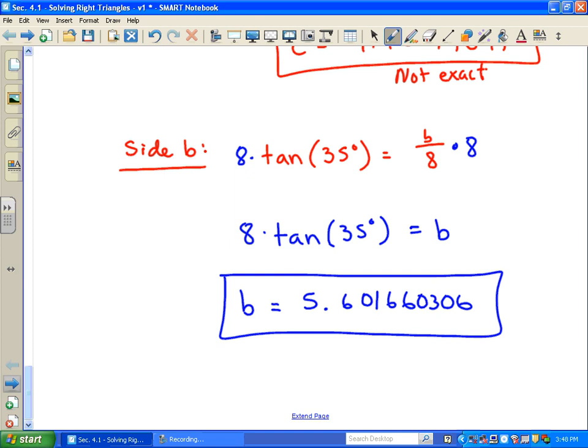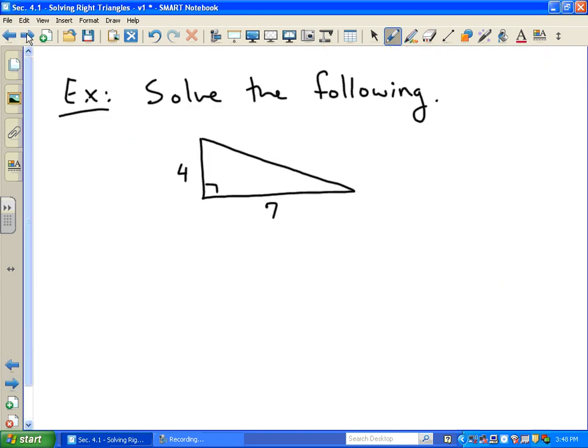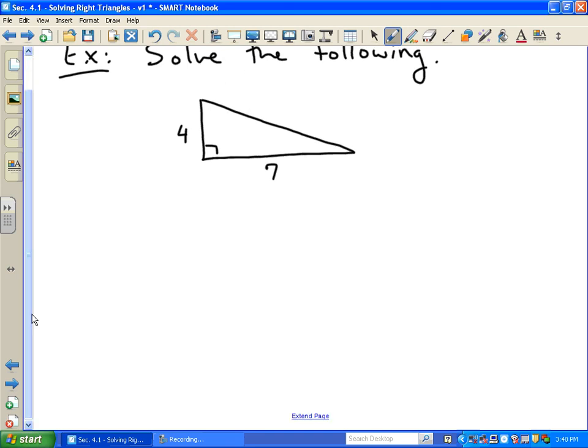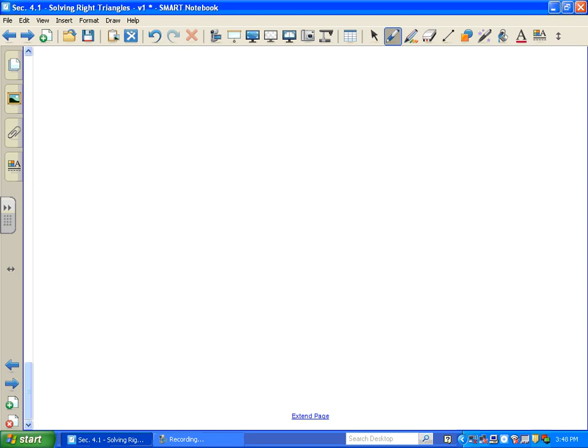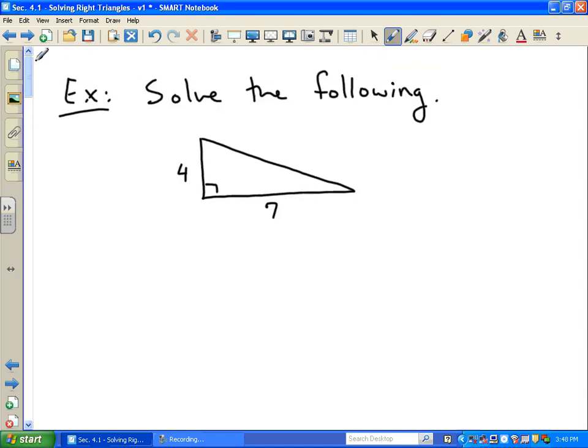All right, I'd like to look at another example. Okay, on this one, I want to solve this particular triangle. Let's give ourselves a little bit of extra room. On this one, you can see that different information has been given. In other words, I'm given 2 sides.